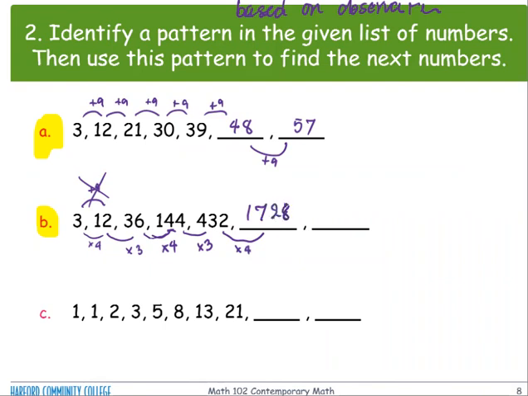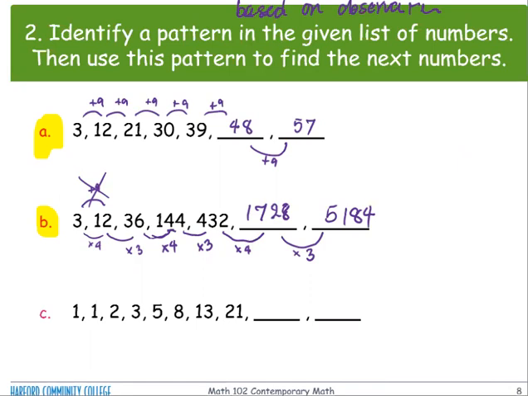And then how about the next number? What would you do to get the next number? Multiply by 3, because we see the pattern going back and forth: multiply by 4 and 3 and 4 and 3. So multiply 3 by 1,728 and we should get 5,184. Okay, so that is another example where we do inductive reasoning, based on observation.